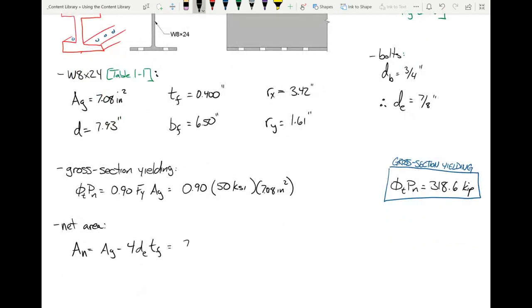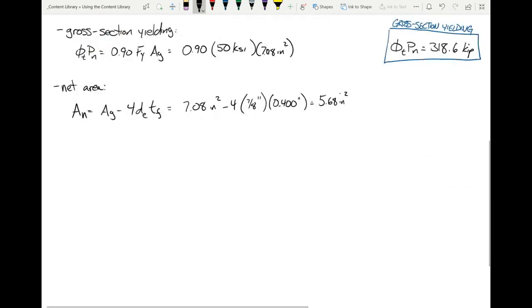So that's the 7.08 minus 4 times, and that's 7/8 of an inch times 0.4. And so what does that end up equaling? 5.68. Do I have a second on that? All right. So everybody with me so far? So we're just basically taking all the stuff that we've been working on for the past few lectures and just putting it all together. All right.